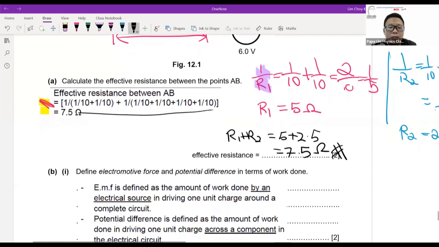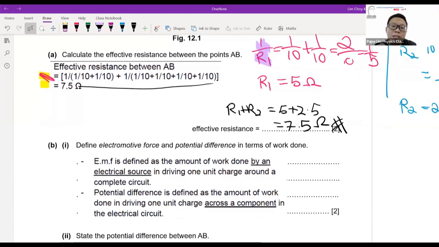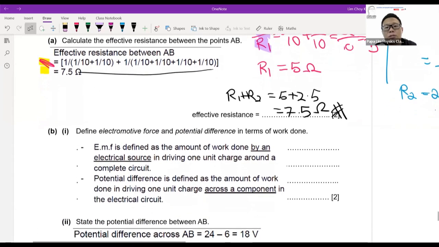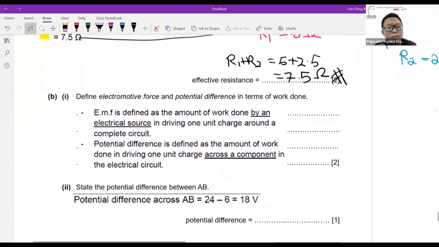Part B is a straightforward comparison between potential difference and EMF. This one is a standard answer that we see from the textbook. So I will skip this.